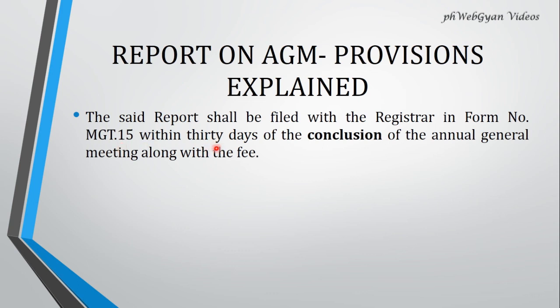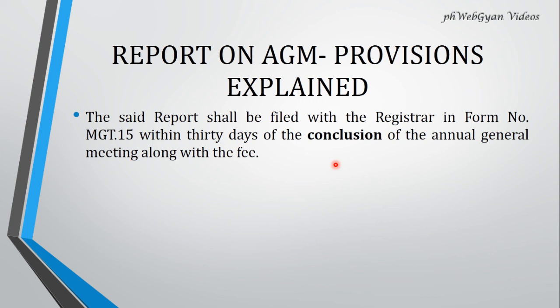And within how many days? Within 30 days of the conclusion of AGM. Correct. Now, why have I highlighted this term? It is just because the act is mentioning the conclusion of AGM, and it is not talking about the due date on which the AGM should be held, that is, the last due date on which the AGM is to be held. So 30 days is to be calculated only after the conclusion of the AGM.